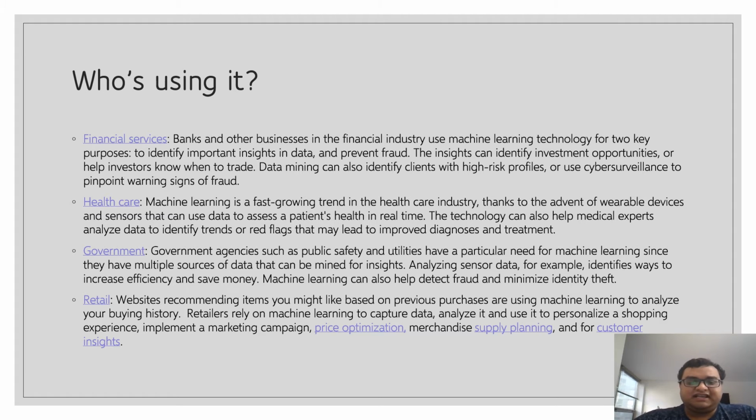The government uses machine learning since they have multiple sources of public data that can be mined for insights. Analyzing sensor data, for example, identifies ways to increase efficiency and save money. Machine learning can also help detect fraud and minimize identity theft.